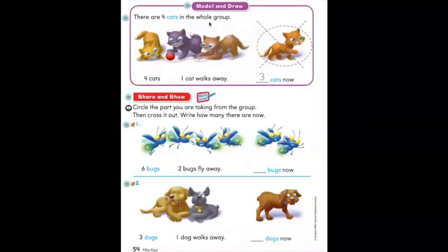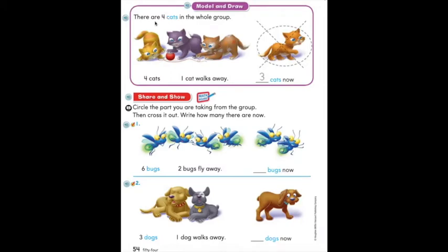Now let's turn to page 54. At the top, it says Model and Draw. There are 4 cats in the whole group. And we see that there are, in fact, 4 cats all together. But notice, how many cats walk away? 1 cat walks away. How do we know? Because it's going the other way.